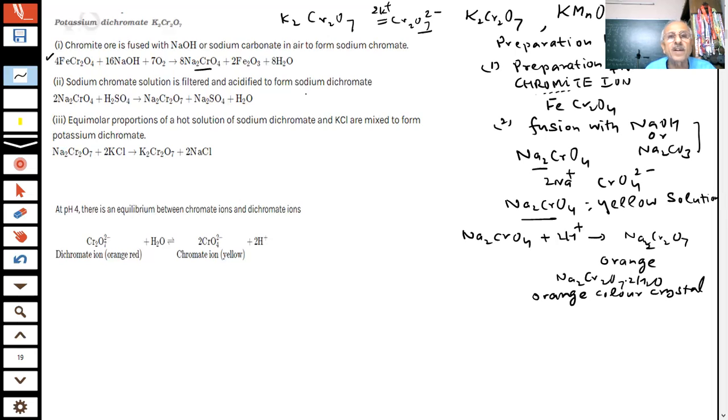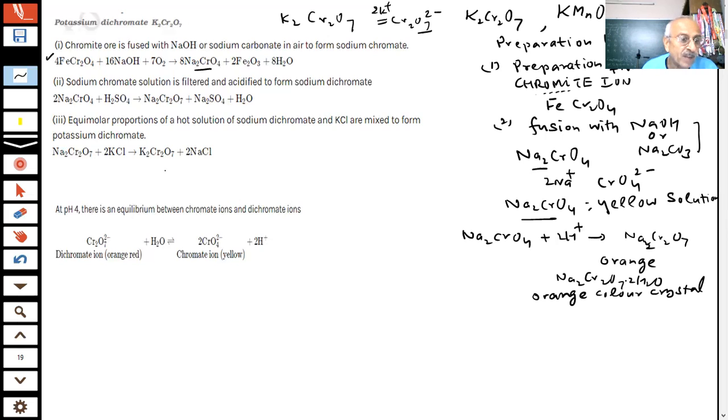But what you want is potassium dichromate, not sodium dichromate. So you will take equimolar proportions of hot solution of sodium dichromate and KCl. I will mix with KCl. What happens? Potassium replaces sodium, and potassium dichromate crystals will be formed, student.